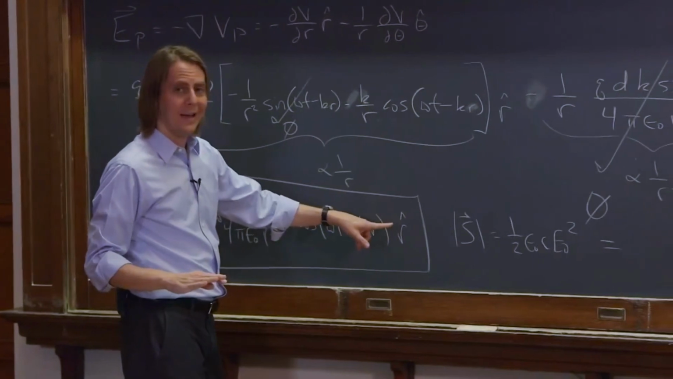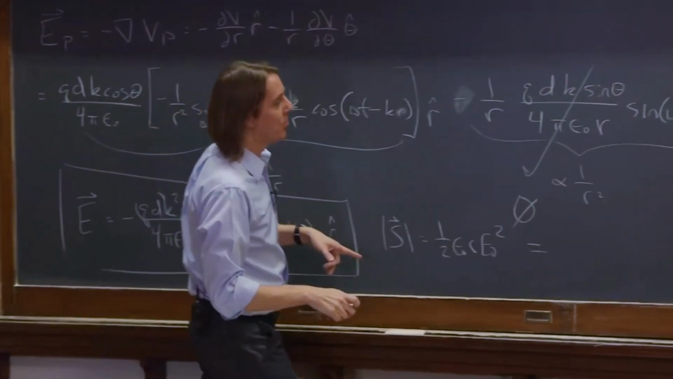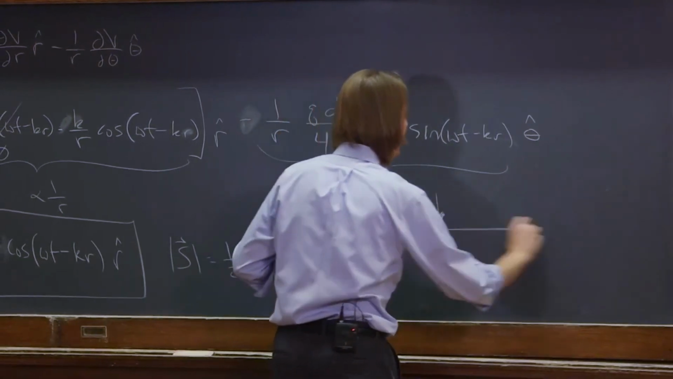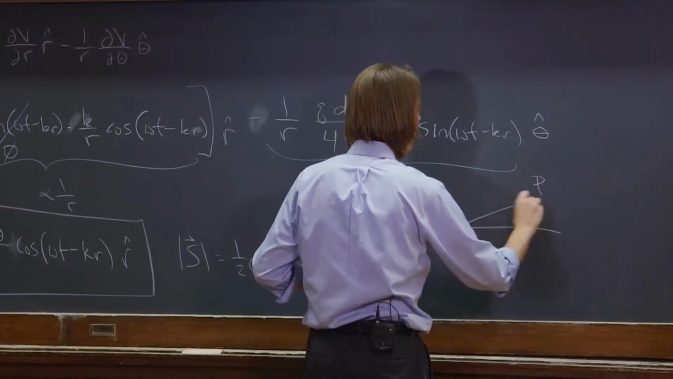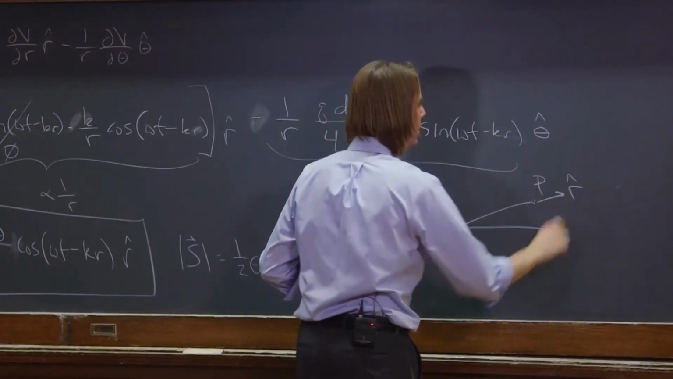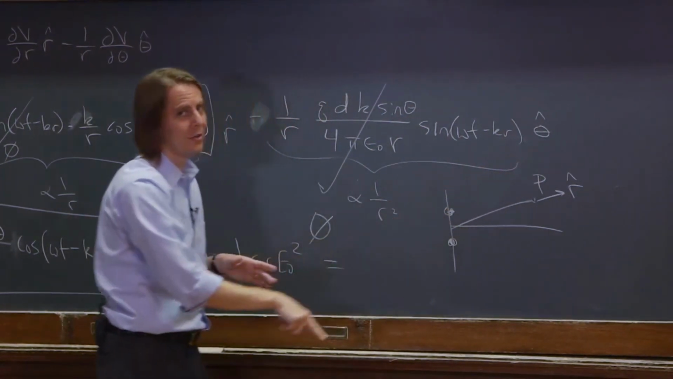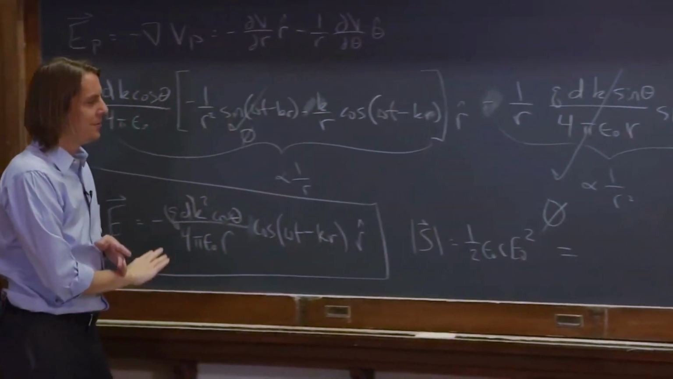Also, r hat. If we think back to our original scattering geometry, we had 2 little charges moving up and down, and we moved out here to some point P. R hat is that way. If the plane wave is moving away, is the E field going to point in r hat? No. No. This isn't right.